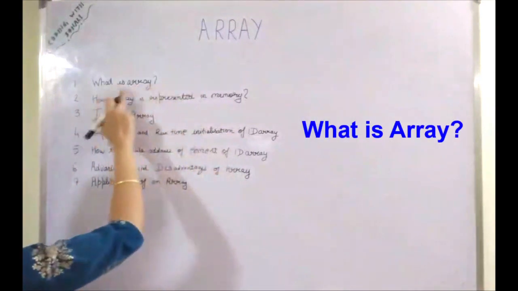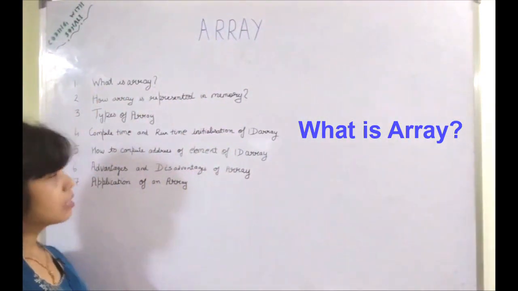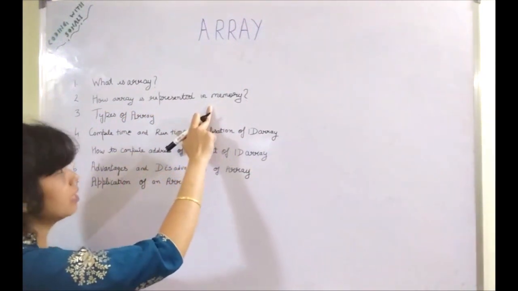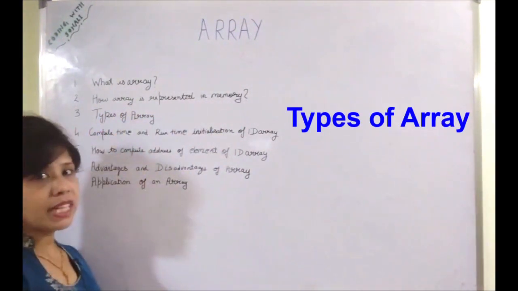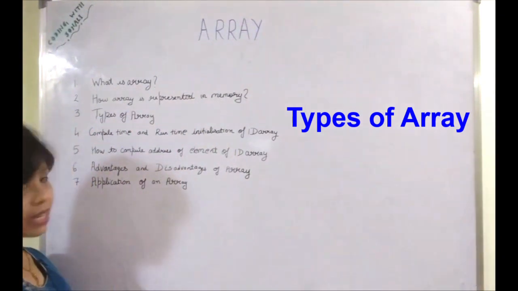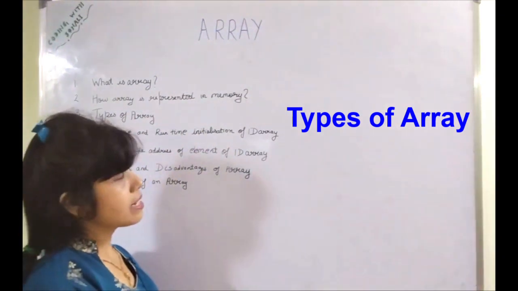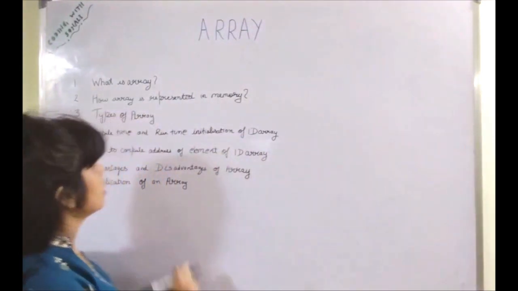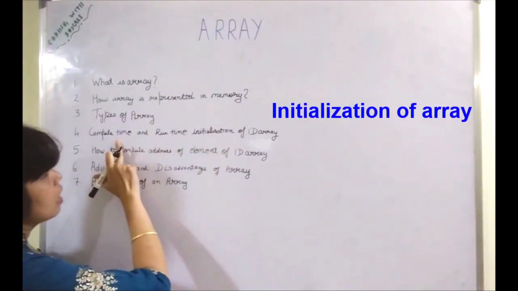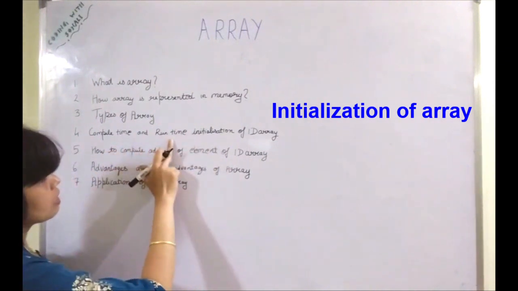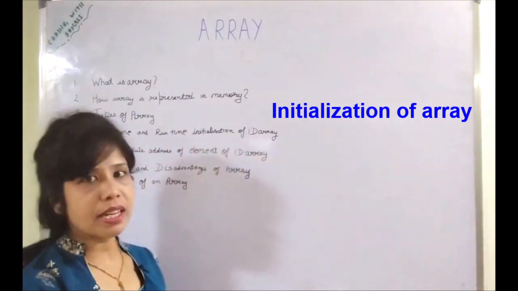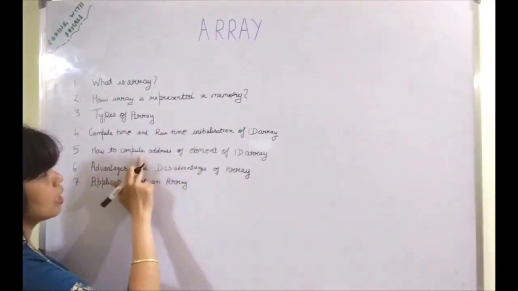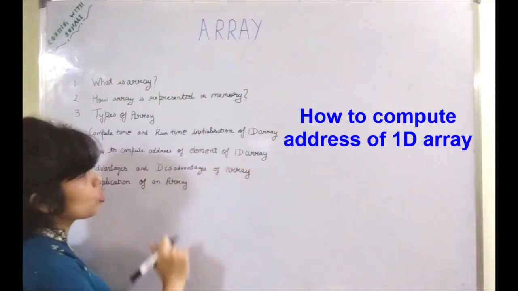First of all, we will see what is an array. The next thing: how the array is represented in memory. Next, the types of arrays: 1D array, 2D array, where 1D is one dimensional and 2D is two dimensional, and multi-dimensional arrays. Then we will see how to initialize a one dimensional array at compile time as well as run time in this session itself. And then we will see how to compute the address of an element of the 1D array.